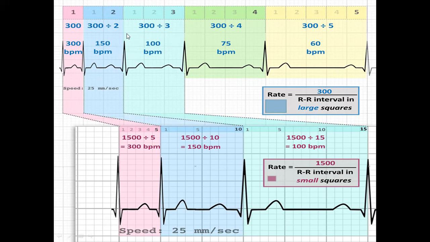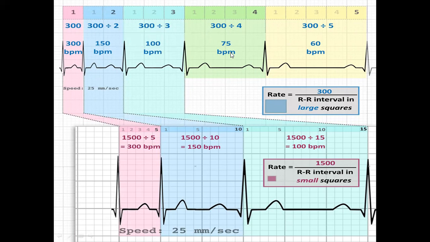So 300 divided by the number of large squares. If the number of large squares between two R waves is 3, then heart rate is around 300 divided by 3, which is 100. Similarly, if there are 4 large squares between two RR intervals, that is 1, 2, 3, and 4, then it is 75 beats per minute.